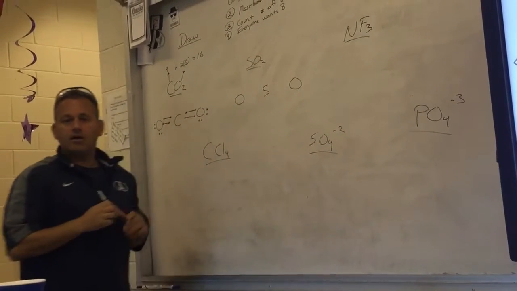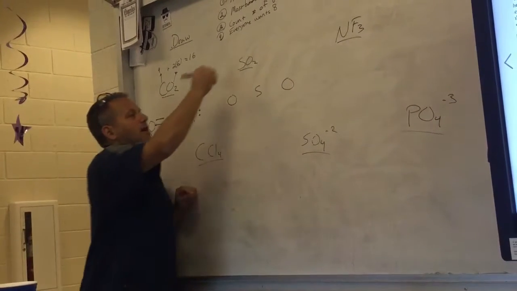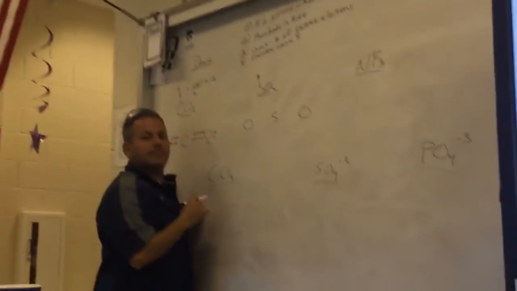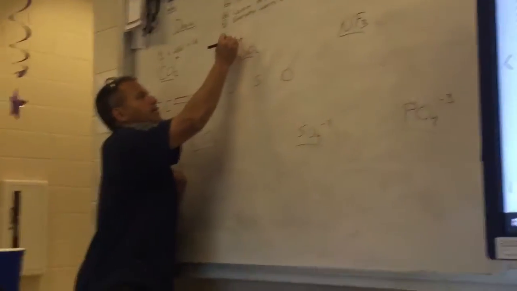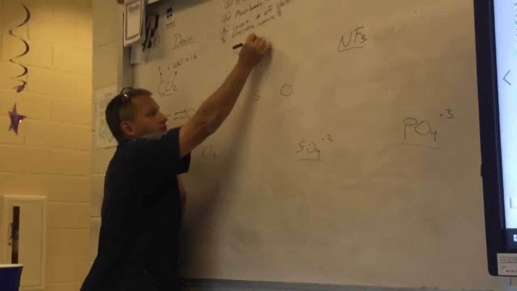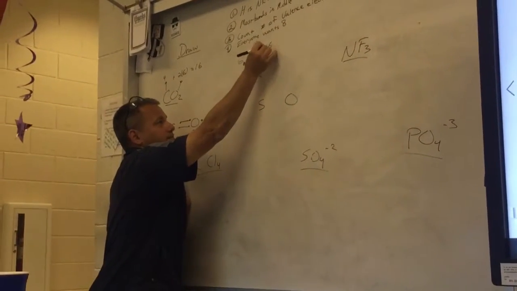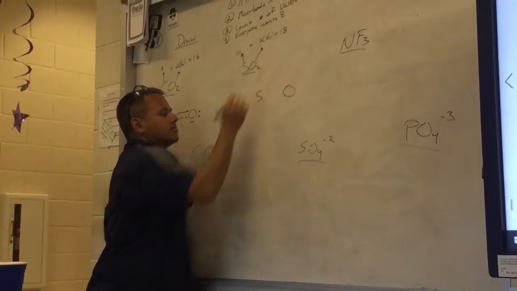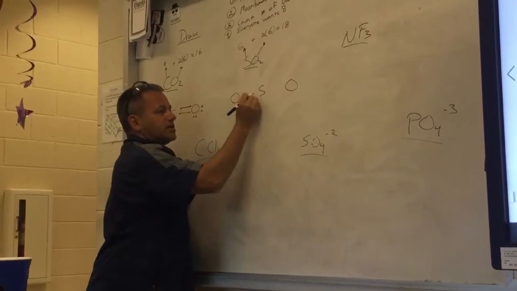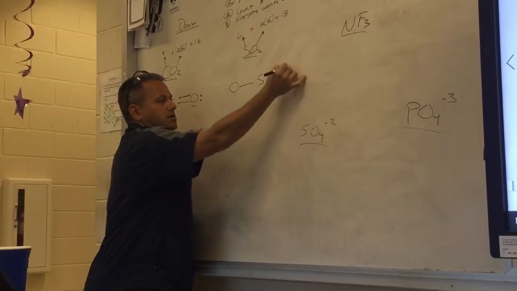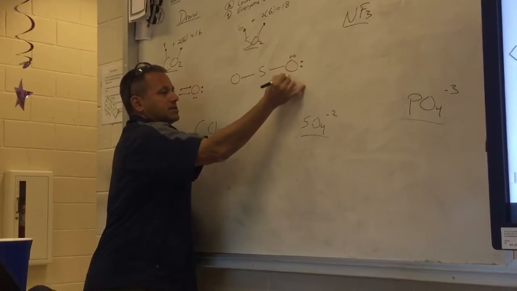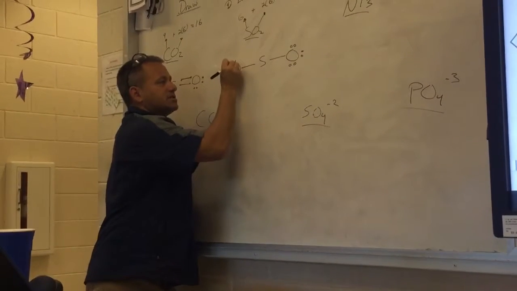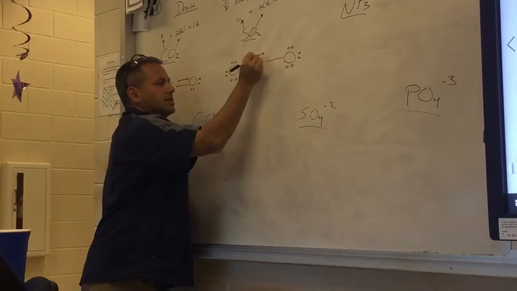Okay? Alright, now, how many dots will sulfur have? Sulfur will have 6. How many dots will oxygen have? 6. And I have 2 of them. So 6 plus 12 is? 18. Okay, start by connecting them. 2, 4, 6, 8, 10, 12, 14, 16, and then 18.